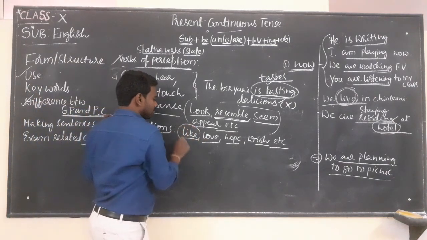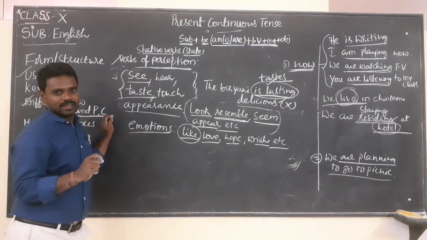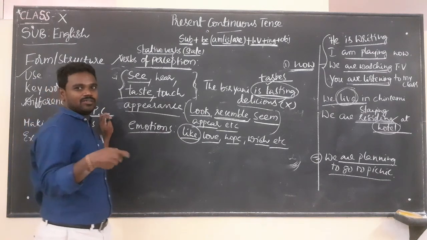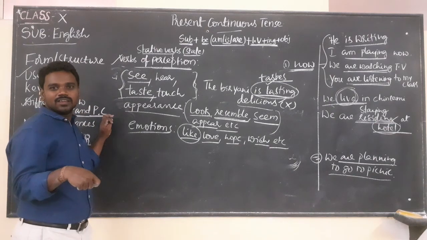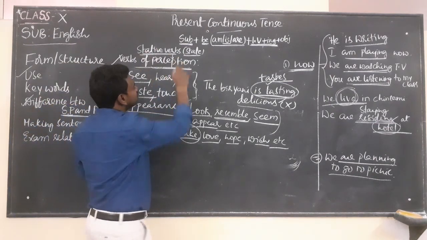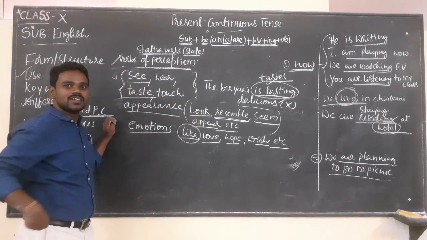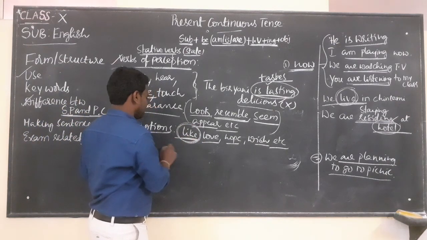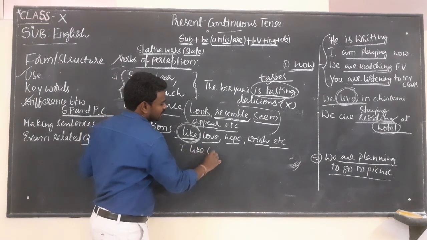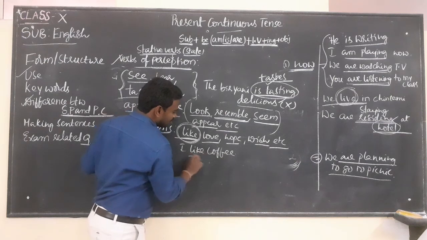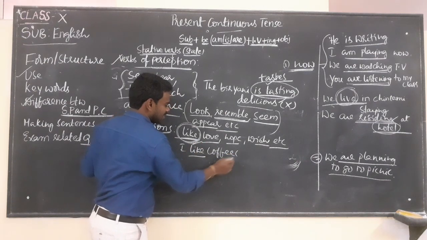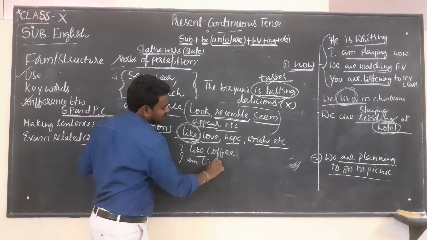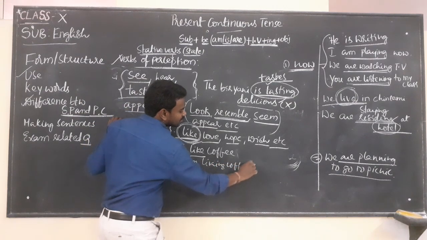For example, you can say I like coffee, because that is your state of mind. If I ask, do you like coffee? You say, I like coffee, but we don't say I am liking coffee. Why? Because it's related to state verbs, right? It's related to the condition of our mind, our perception. So I like coffee indicates your state of mind. We should not say I'm liking coffee. This is wrong.